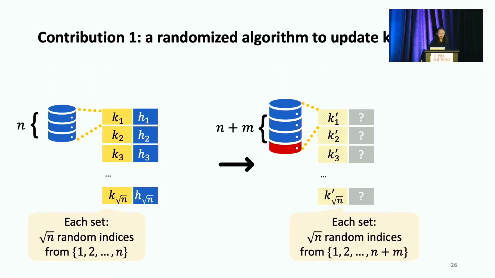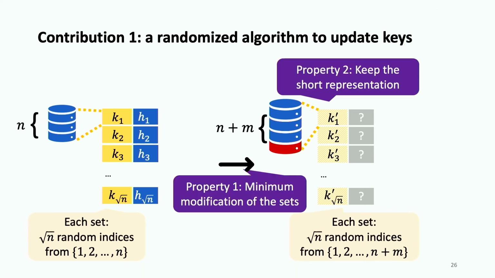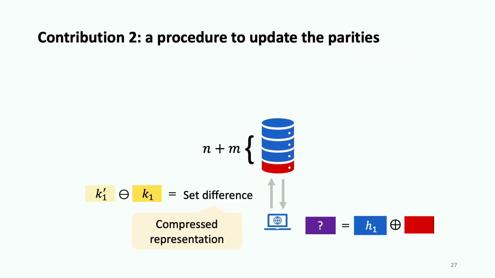Our first contribution is a randomized algorithm to update the keys. And a key property of the algorithm is that it keeps most of the indices in the existing sets, so the set will not change much. And even if the set changes, we still can keep some short representation of the set, so the hint stored at the client is still kept succinct. These two properties translate to a hint update procedure, which has low computation and communication cost.